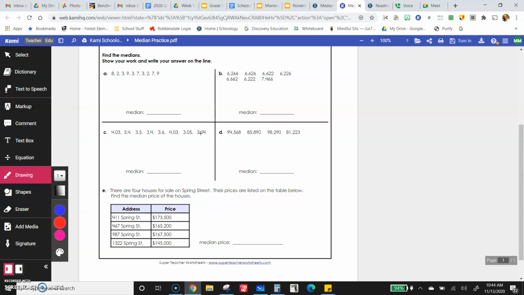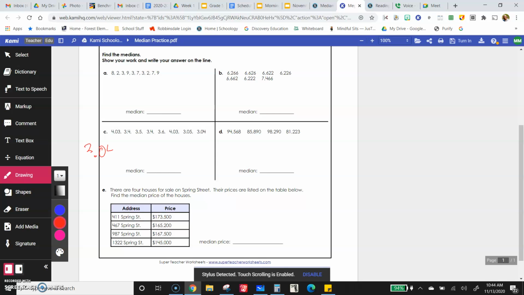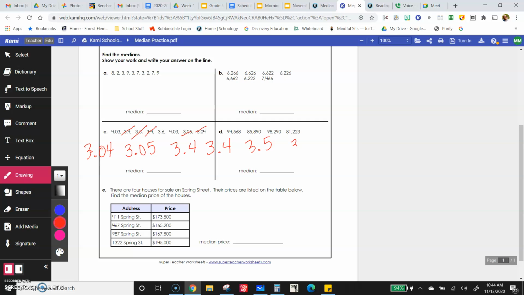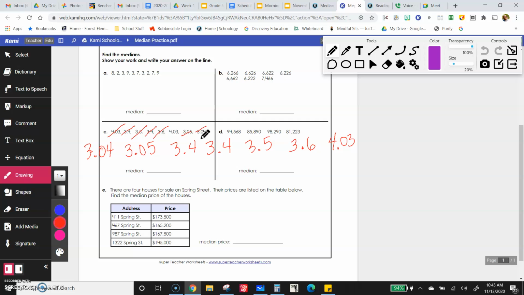So I have 3.04 is the smallest. Then I have 3.05. Then 3.4, have another 3.4, then I have 3.5. I know I'm going into the next box, that's fine, you should be doing it on paper anyway. 4.03, so I'm going to have to switch to this one because I'm going off into the margin. 4.03. So I have 1, 2, 3, 4, 5, 6, 7, 8 numbers.